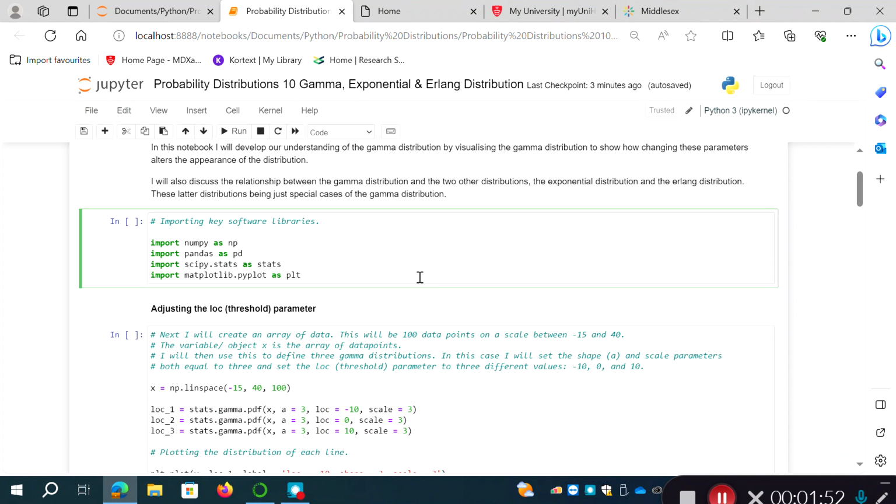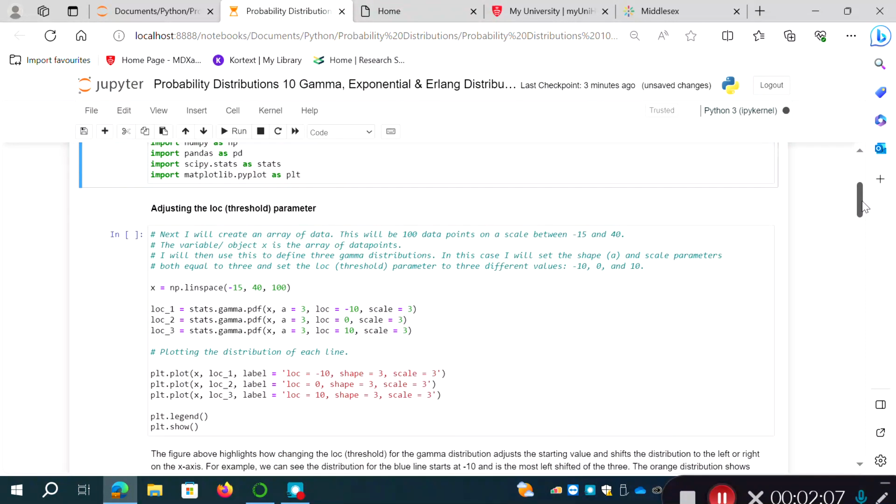I'm going to import some software libraries. I'm going to import numpy as np, pandas as pd, scipy.stats as stats, and we're doing some plotting, so I'm going to import matplotlib.pyplot as plt.